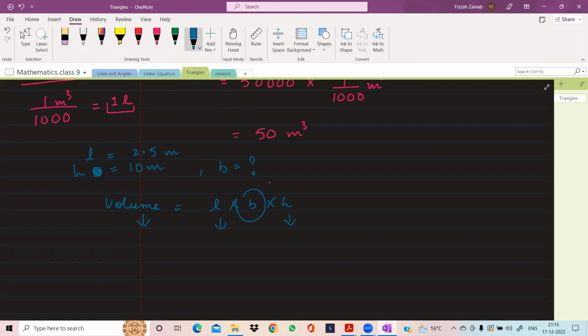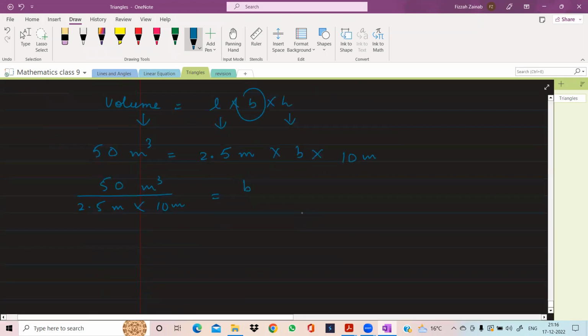25 meter cube. I don't think it's 25, Jaslyn. Let's check. Okay, volume is 50 meter cube. Length is 2.5 meter into breadth into height is 10 meter, right? So that means 50 meter cube divided by 2.5 meter divided by 10 meter, and here only B will remain. So we have taken them in the denominator.